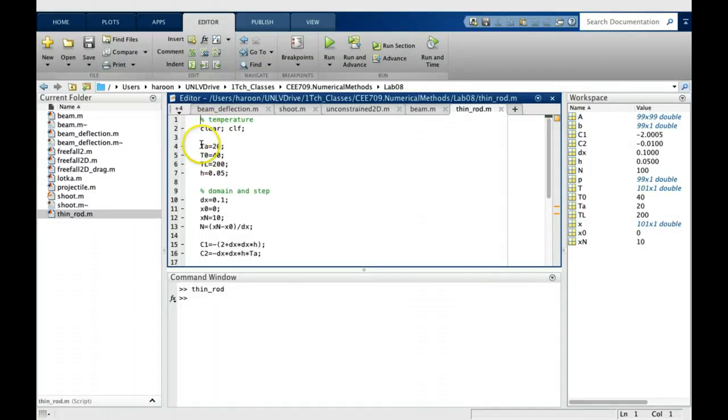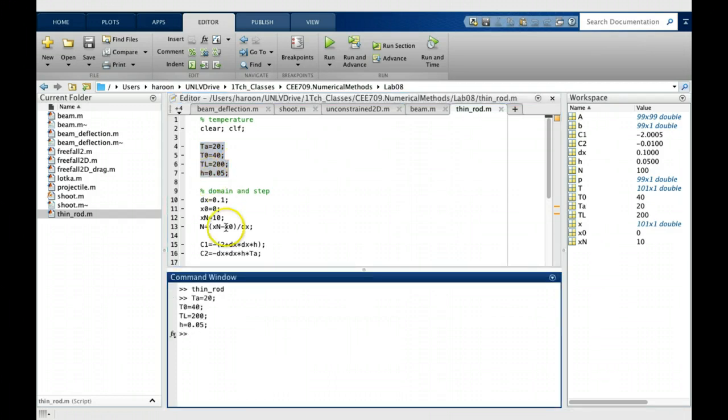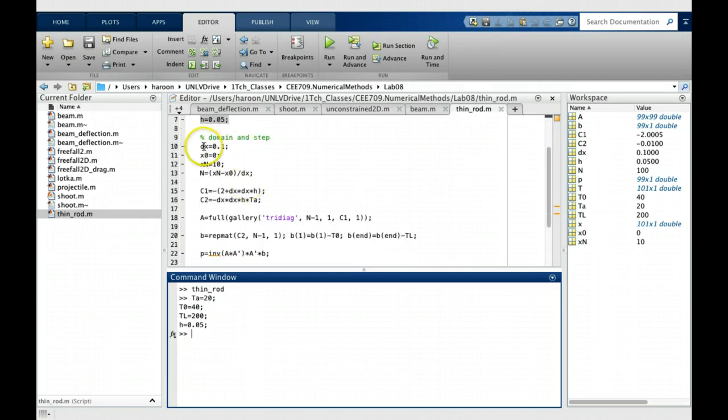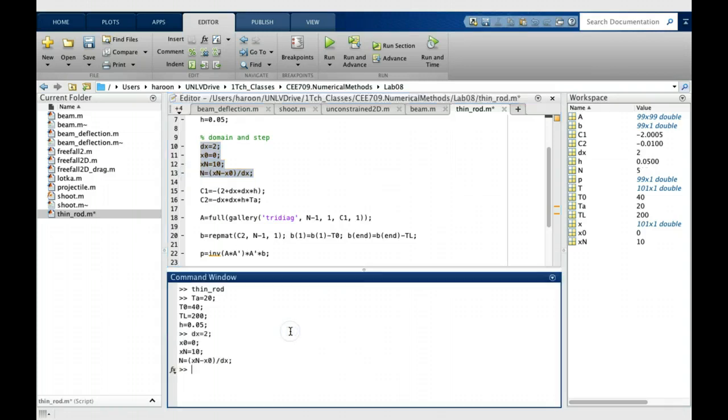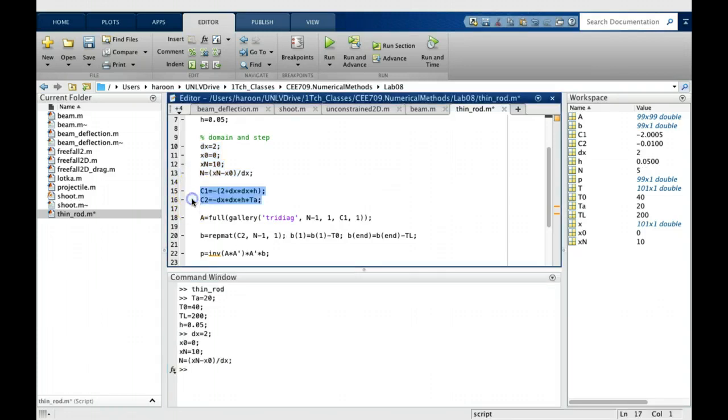Again, we know the ambient temperature, we know the temperature on the left side and the right side, and we know the value of h, which is the constant of heat transfer. And then we can create our domain from 0 to 10 at an interval of, let's do the way we have been doing, the interval of size 2. And let's create C1 and C2.